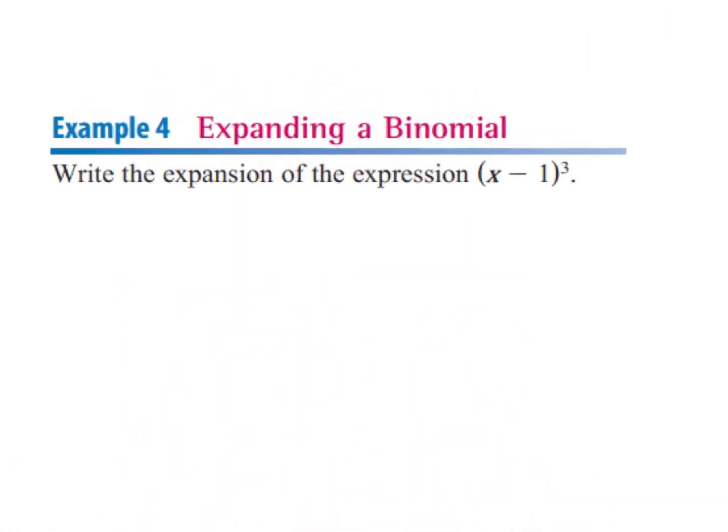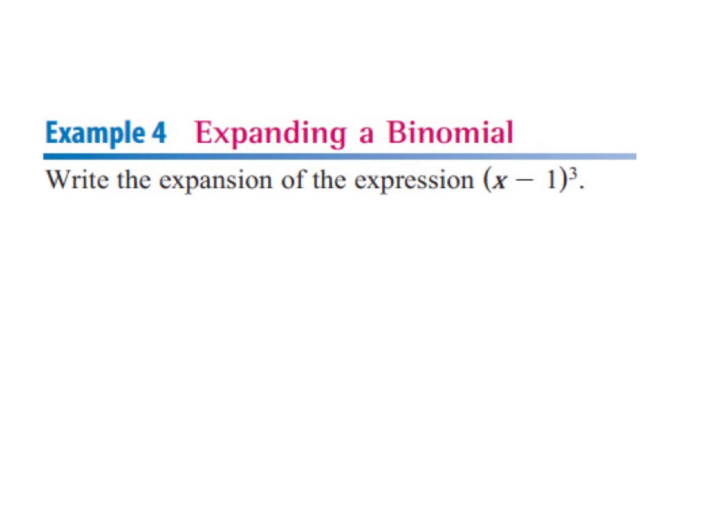All right, so example 4. This is kind of the same, but it's x minus 1 to the third power. So my degree is 3. So I'm looking at the third row of Pascal's triangle. What are the coefficients? 1, 3, 3, 1. Then my first term in my binomial is x. What's the degree on x going to be? x cubed. Then we go down from there: x squared, x to the first power, x to the power of 0.